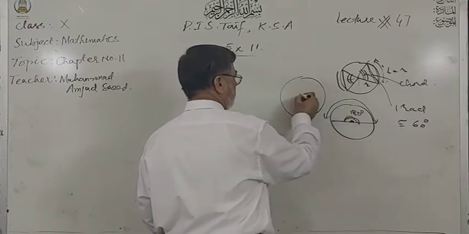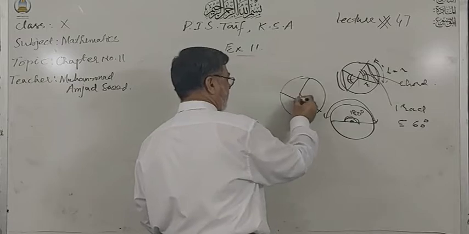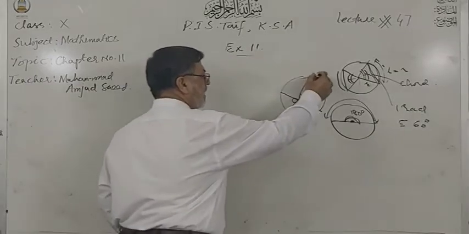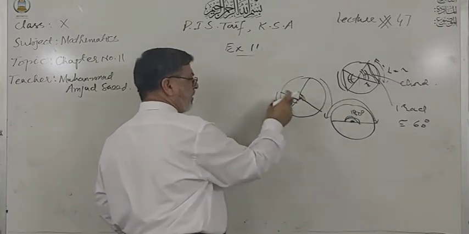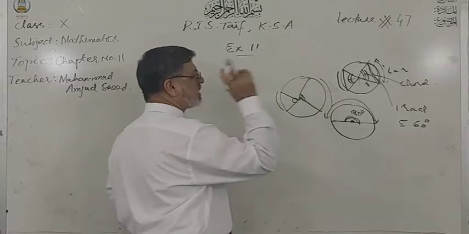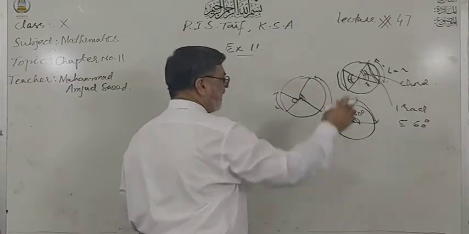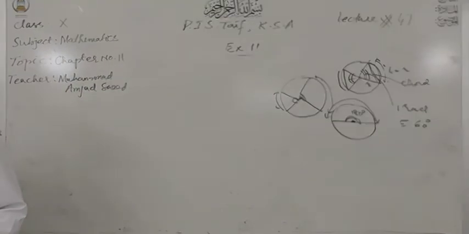For example, this angle is greater, and this one is smaller. If the 2 arcs are opposite to incongruent central angles, they will also be incongruent. They will be different in length. So your correct option is B option.